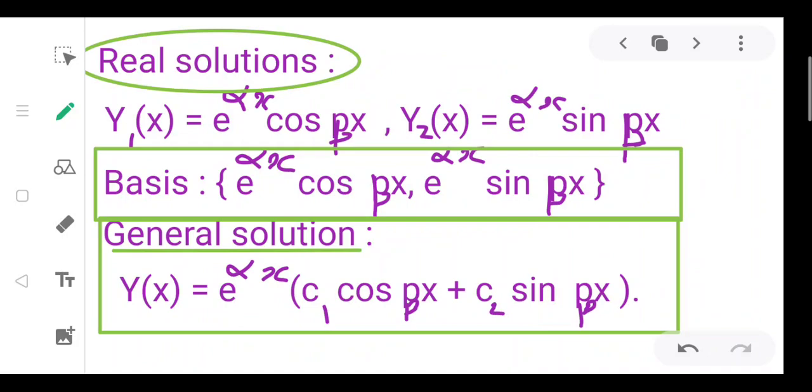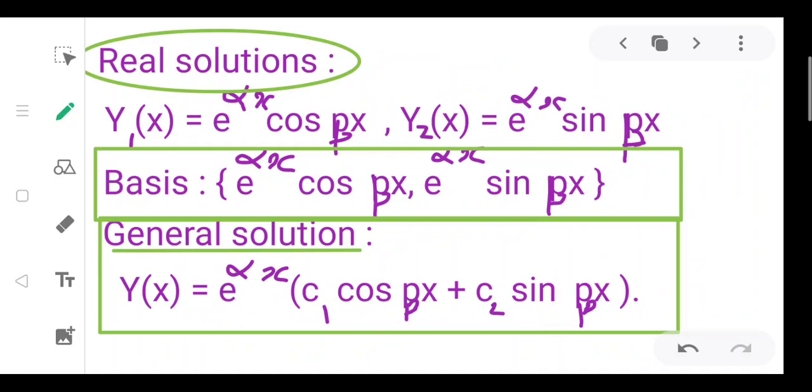Okay, so the basis will be e raised to alpha x cos beta x and e raised to alpha x sin beta x. Therefore the general solution will be y of x equal to e raised to alpha x into (c1 cos beta x plus c2 sin beta x), where c1 and c2 are arbitrary constants. Alpha and beta are real numbers. Okay, this is the required general solution.